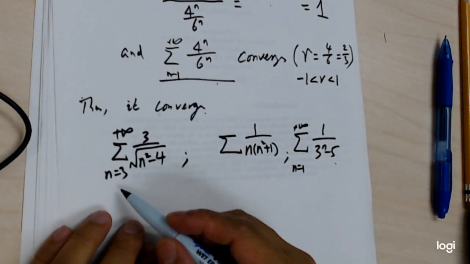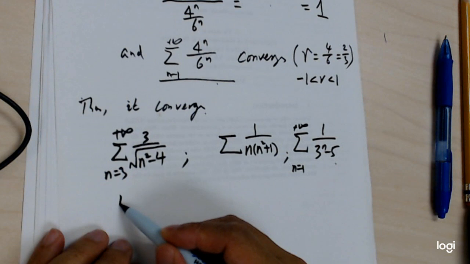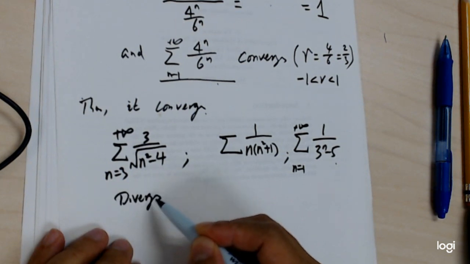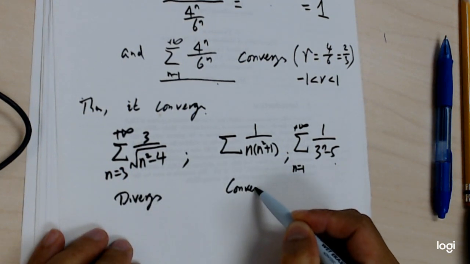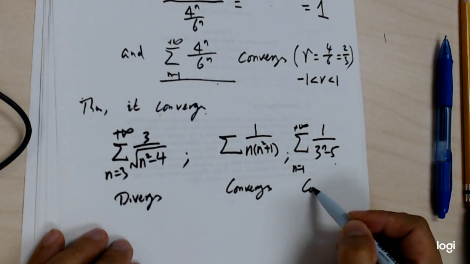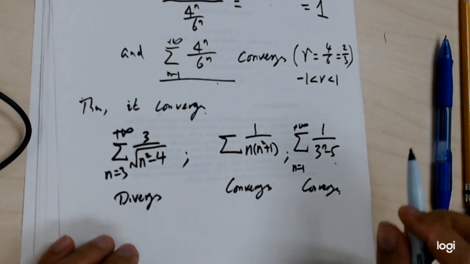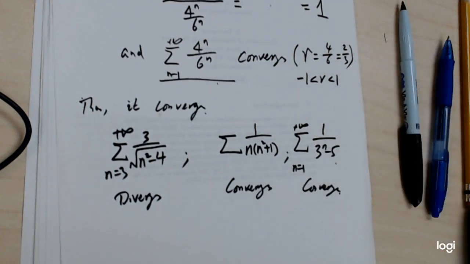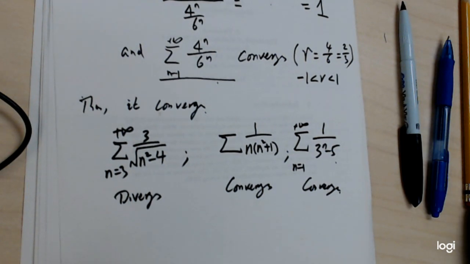I can tell you the answer. This one diverges. This one converges. This one also converges. Okay, and so that's the end of the limit comparison test. And our next lecture will be 11.5, which is alternating series. That's the end of this segment.